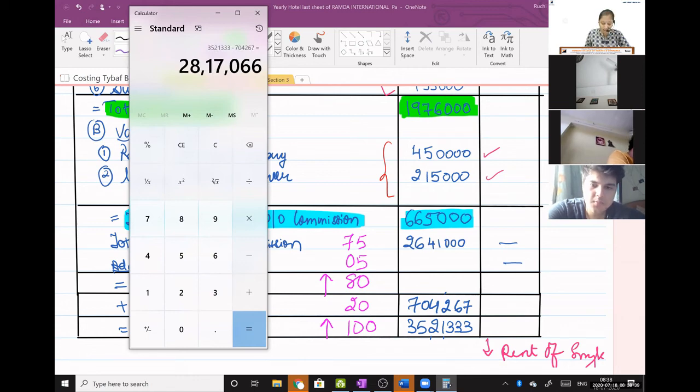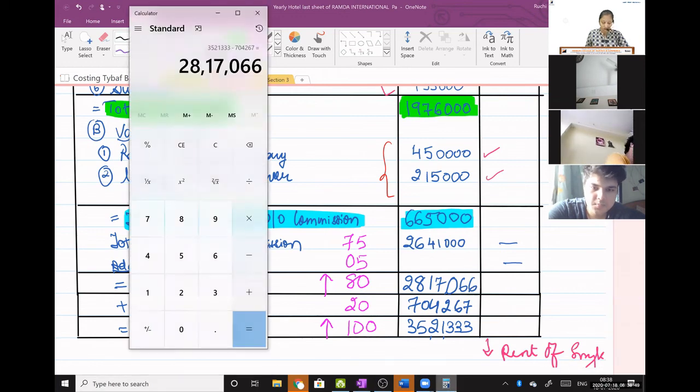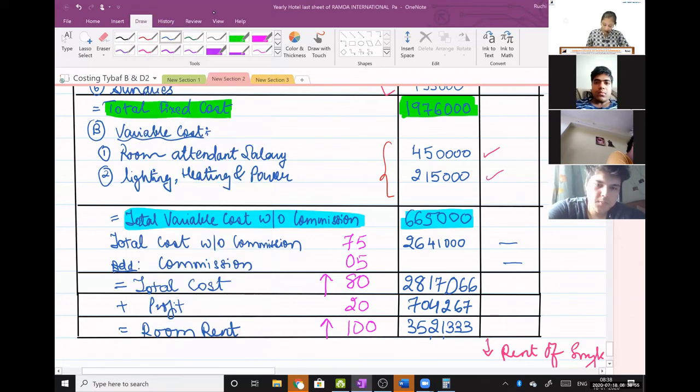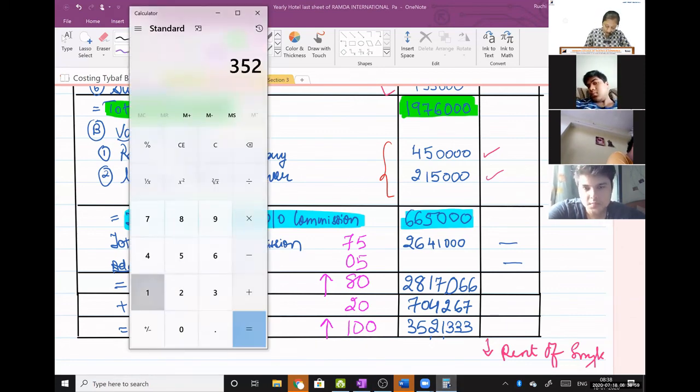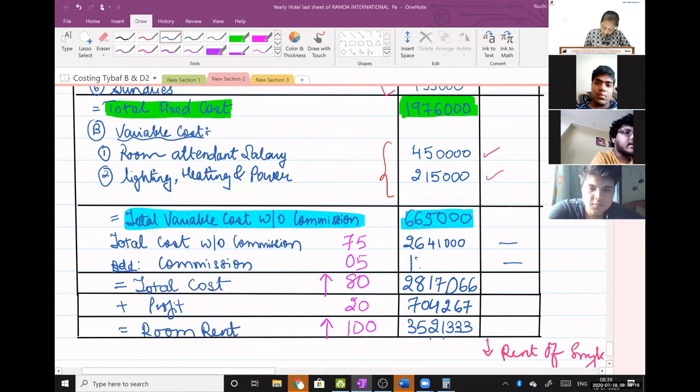So 28 lakh 17,066. Then commission is how much? 5% of revenue. So 35 lakhs 21,333 into 5%. The answer is 1,76,066.65, rounded off to 1,76,067. Clear?